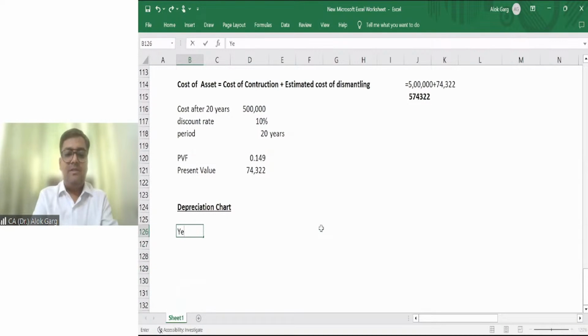In the depreciation chart, there will be the year, then your gross block, or I would say opening value, your depreciation, your closing value. This is year, and let me write this year till 20.